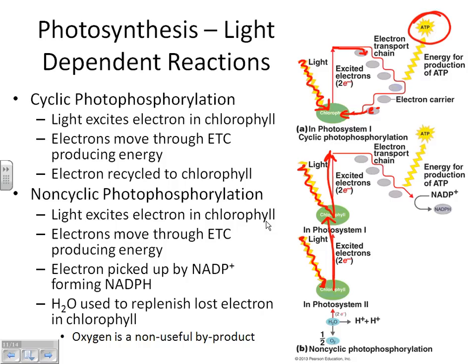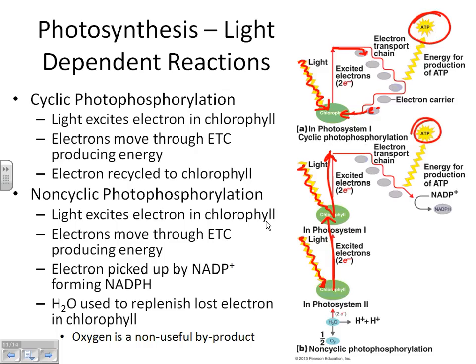Electron starts hopping from one protein to the next. Every time that electron hops, protons go up. When you get enough protons at the top, they flow through the ATPase. ATPase turns around, makes ATP. So all that's exactly the same, right? We made energy. Here's what makes it non-cyclic.